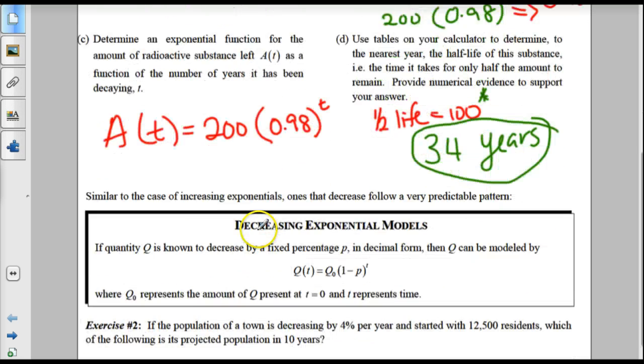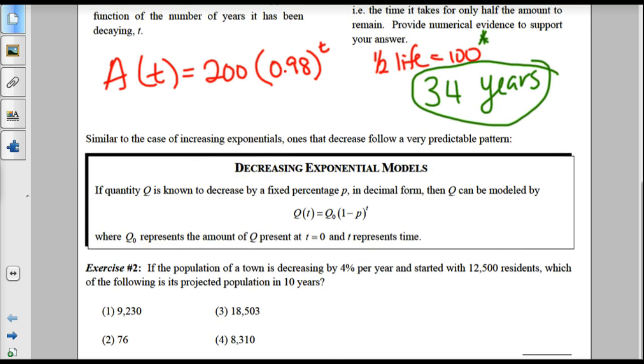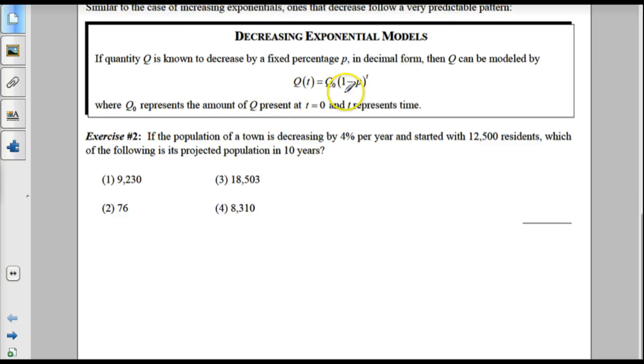Now, looking at this, it is very similar to increasing functions. I have my starting value just like I did when it was increasing. Now it's 1 take away the percent because it's decreasing, and everything else remained the same. So let's look at this. If the population of a town is decreasing by 4% per year, and it started with 12,500 residents, which of the following is a projected population in 10 years?